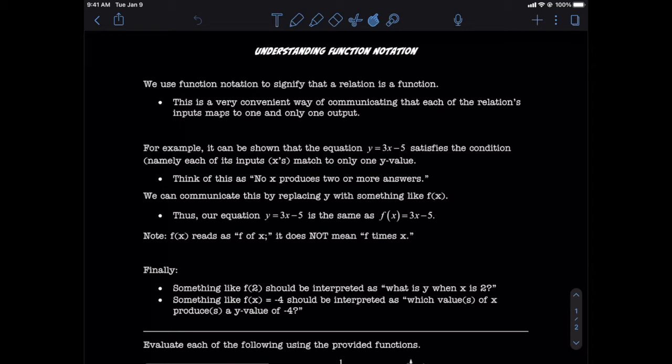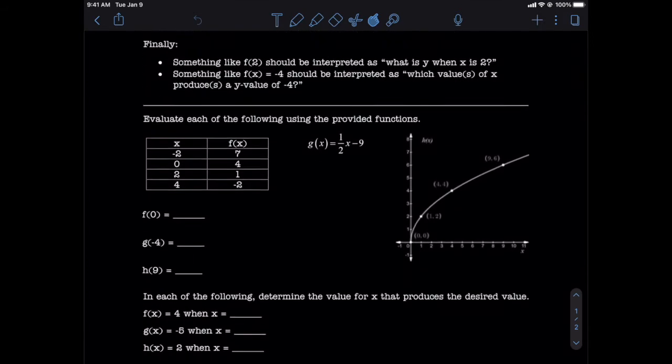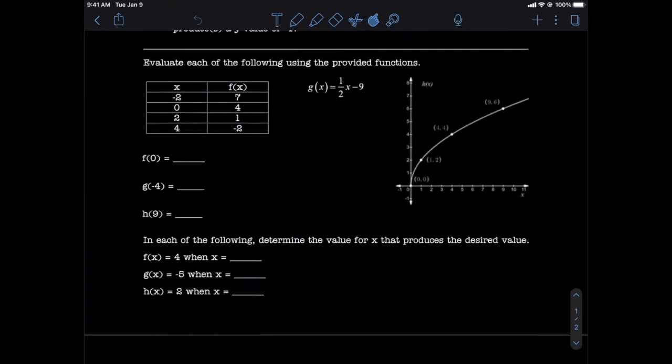Alright, Yance, let's quit flapping our gums and get to work! Now it's real simple. We're given 3 functions, and we're asked to evaluate each of those functions at different values for x. Then, we gotta find out which x values produce the y values in the next section. You ready, Yance? Let's get to work!